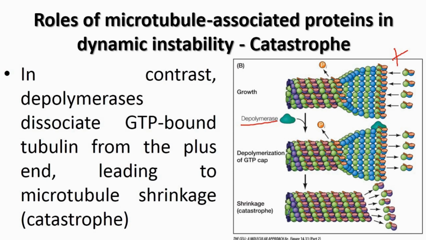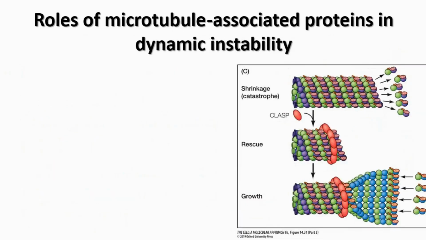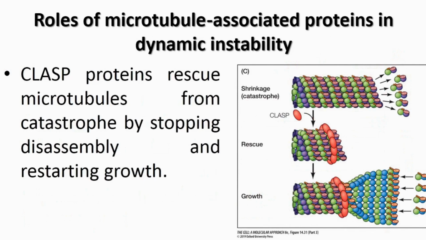leading to microtubule shrinkage, and this microtubule shrinkage is called catastrophe. Also, we have another protein, the CLASP proteins. The CLASP proteins will rescue microtubules from catastrophe by stopping disassembly and restarting growth.